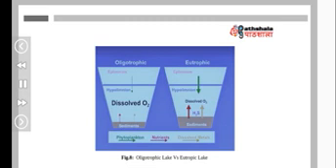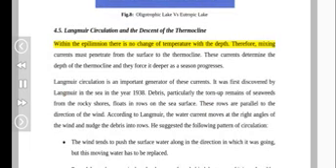Langmuir circulation and the descent of the thermocline. Within the epilimnion there is no change of temperature with depth. Therefore, mixing currents must penetrate from the surface to the thermocline. These currents determine the depth of the thermocline, and they force it deeper as the season progresses. Langmuir circulation is an important generator of these currents.